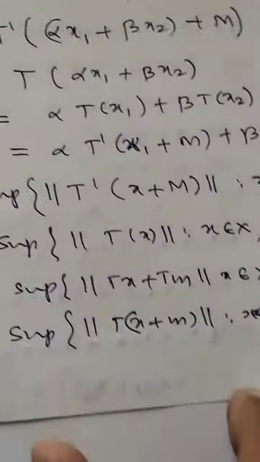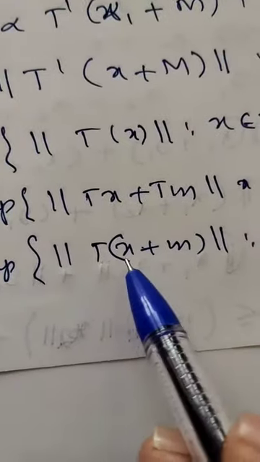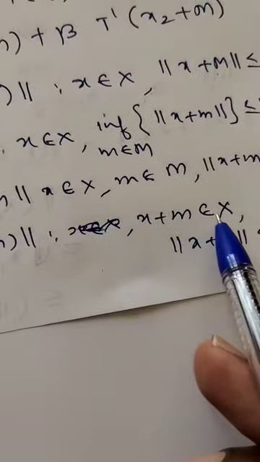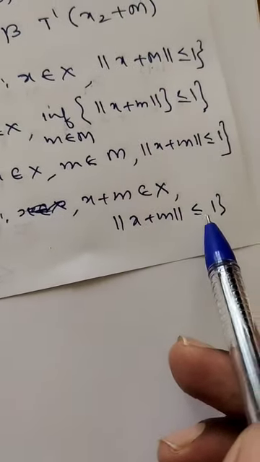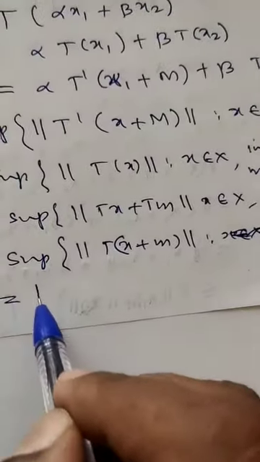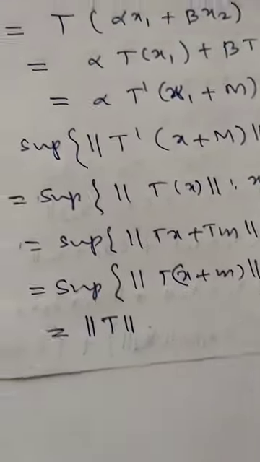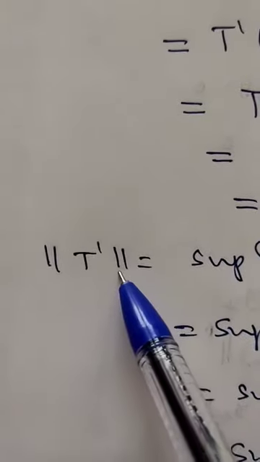This is looking like the supremum of norm of T' of y, where y belongs to M, such that norm of y is less than or equal to 1, is what? By definition of norm of T, this is norm of T. Thus we have proved norm of T' is the same as norm of T.